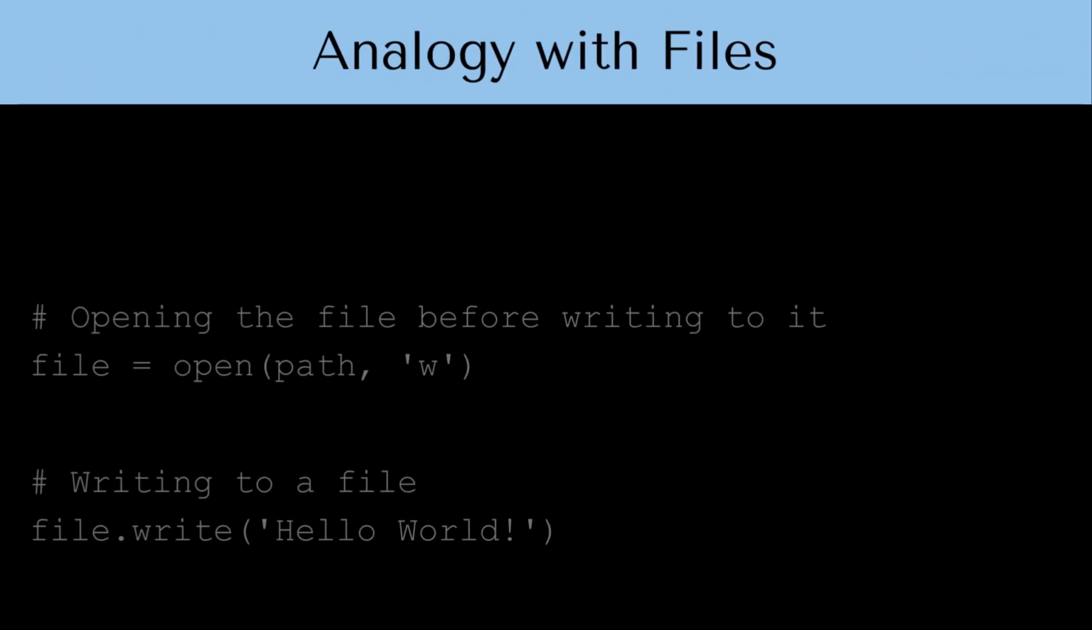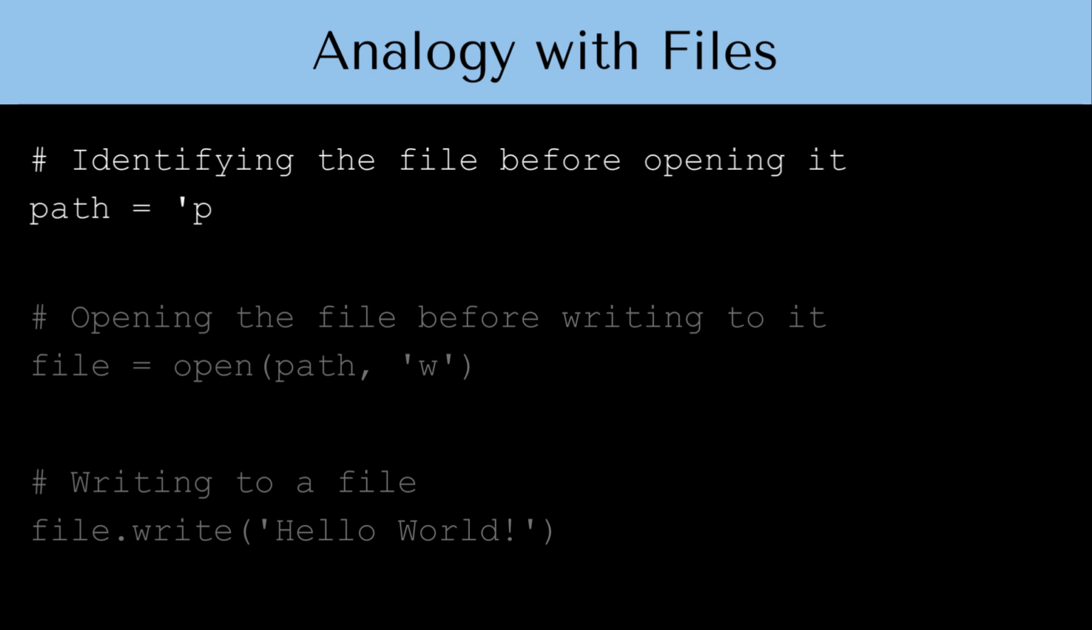Back to the analogy with files. For a file to be opened, it must be identified first. To this end, we specify its path. Similarly, for a connection to be opened, its endpoints must be identified. So what would be the equivalent of the file path for a connection endpoint across the network?